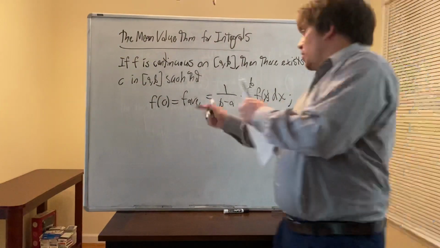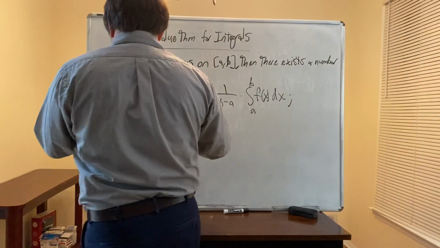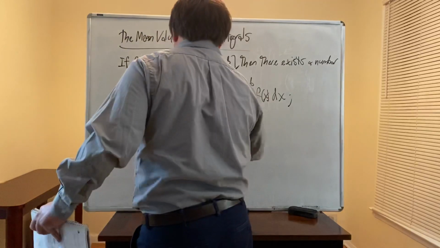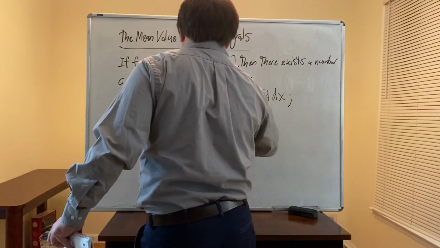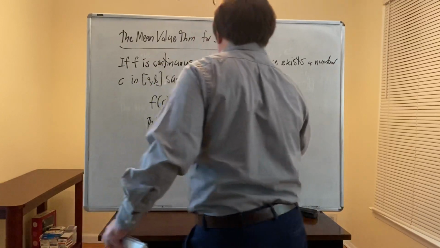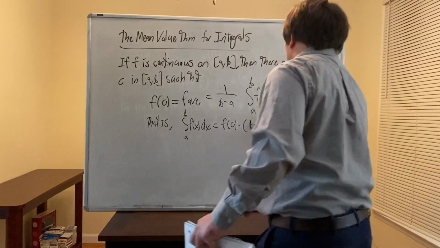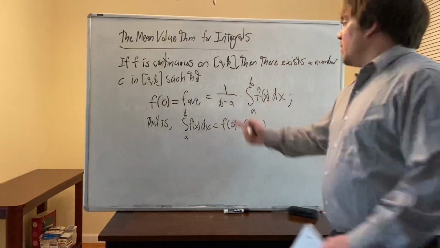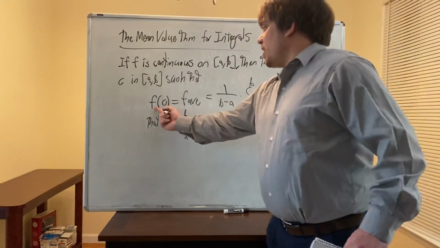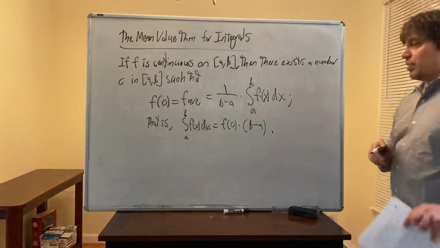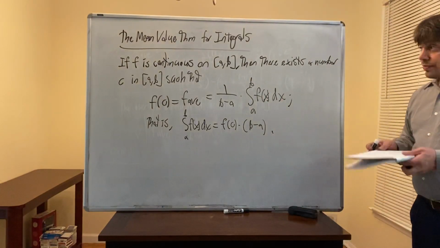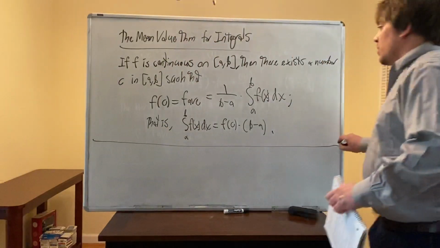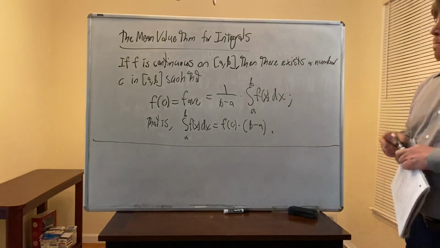Okay. And what you mean by that is that the definite integral from a to b of f of x dx is equal to f of c times b minus a. If you have this equal to this and multiply both sides by b minus a, you get f of c times b minus a is equal to that integral. So you get this equation. This is the mean value theorem for integrals above that line.